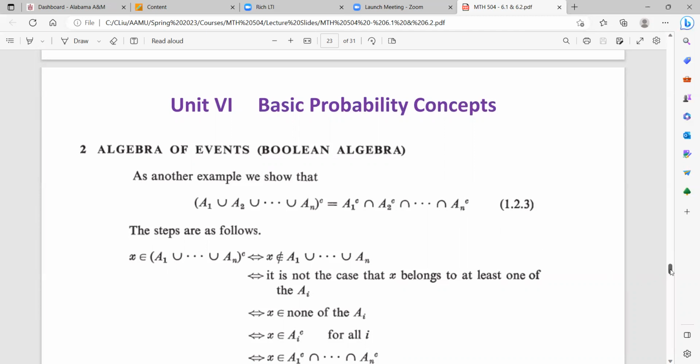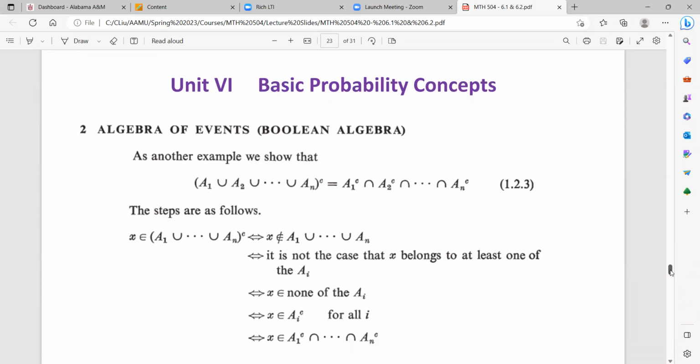Again, we can use the same strategy to prove it. So you just pick any element from the set on the left. Let X be in the complement of this union of n sets. What it means is X will not be in the union of A1 to AN. That's exactly what it means. This X is in the complement of this, so it's not in this union, but it's outside the union.